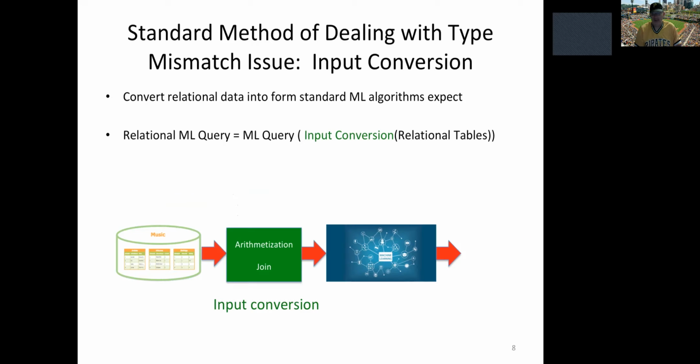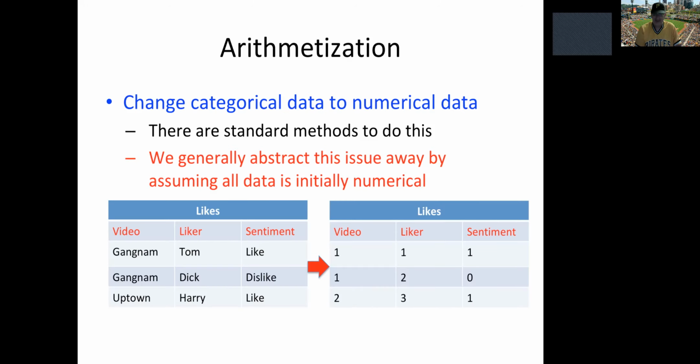So the standard way of doing this is, you put an intermediate stage here that converts the relational data into geometric data. And there's two parts of this conversion. One is arithmetization and one is join. So let's talk about arithmetization first. It's just converting non-numeric data to numeric data. There's standard ways of doing this, but for the moment, we're just going to abstract this away. And we'll just assume that we start with numerical data.